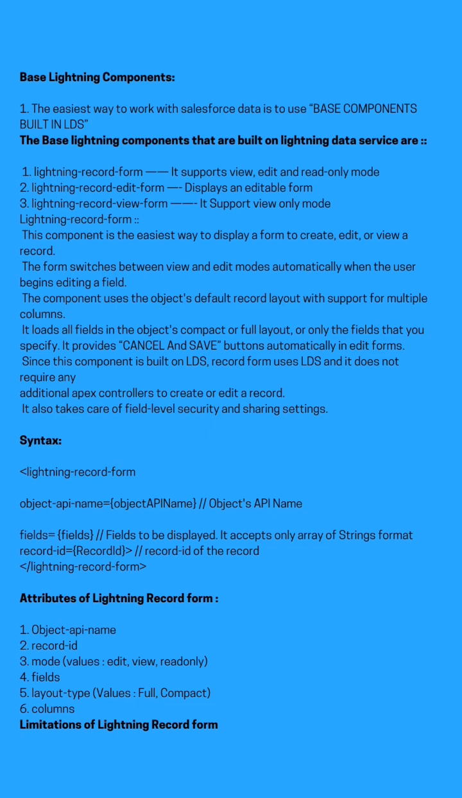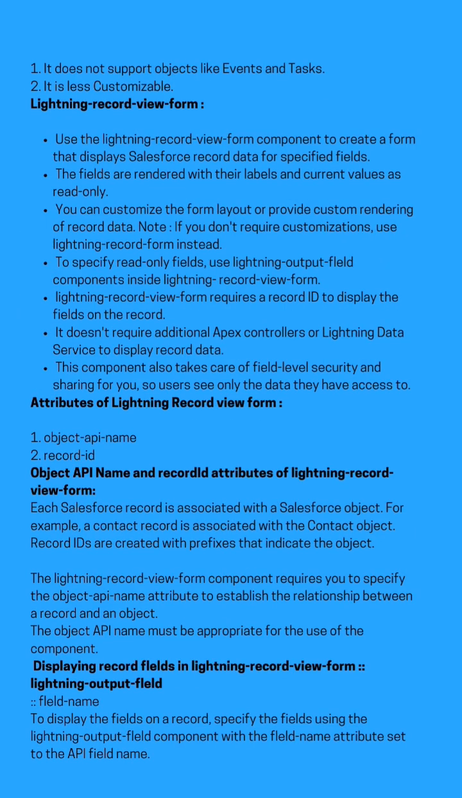Attributes of Lightning Record Form. 1. Object API Name. 2. Record ID. 3. Mode, values: edit, view, read-only. 4. Fields. 5. Layout type, values: full, compact. 6. Columns. Limitations of Lightning Record Form. 1. It does not support objects like events and tasks. 2.